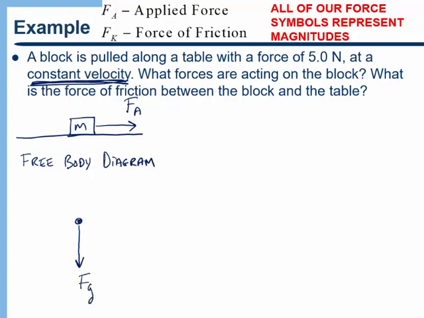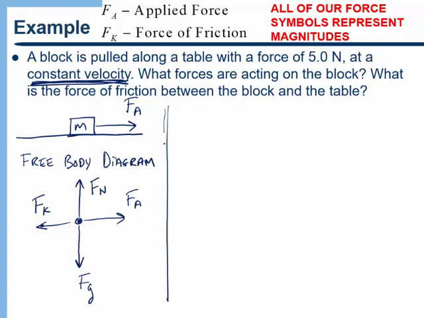The table is going to be exerting a force up. Remember, that's called the normal force because it's perpendicular to the surface. We've got our applied force acting to the right. And then we also have the force of friction. And at this point, we're going to use Fk to represent the force of friction. We'll see why we use k in a later video. But for now, just know that when we have sliding friction, where the object is actually sliding along the table, we label that Fk. That's my free body diagram. So I have identified all of the forces acting.